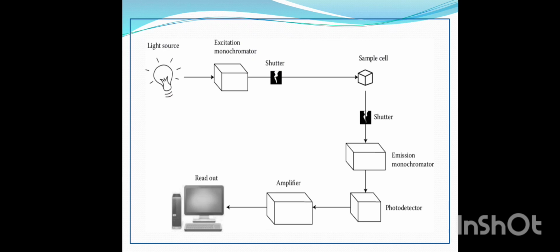There is a source, and there is an excitation monochromator. The role of the excitation monochromator here is that it selects the radiation coming from the source, and this is passed as a single radiation to the sample. Whatever light is emitted by the sample molecules is passed to the emission monochromator. The emission monochromator passes only that radiation which is emitted by the sample, and whatever noise or radiation from the atmosphere is there, it doesn't pass to the detector. Then a photodetector measures the radiation, then an amplifier, and then the readout.